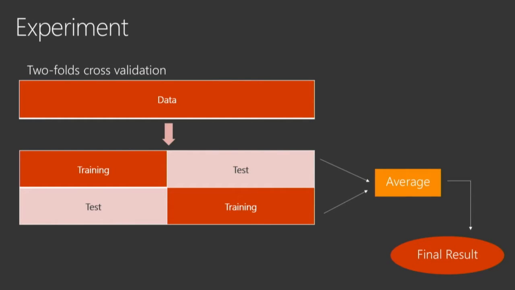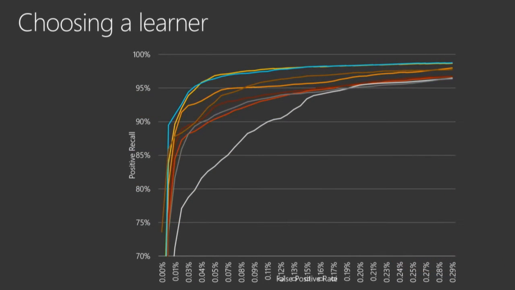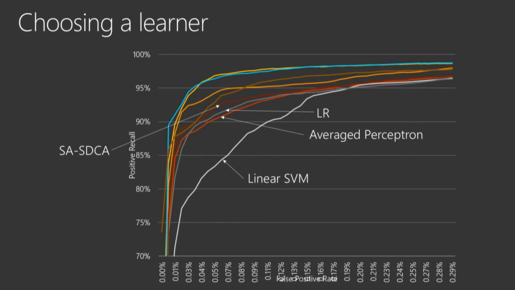As I mentioned, we did 2-fold cross-validation. We started with the data, split it into training and test, took the average, and ended up with a final result. One of the challenges is choosing a learner. Which learner should we choose? We have tried many. We started off with linear models: logistic regression, average perceptron, linear SVM, and SA-SDCA. The best of them was SA-SDCA.